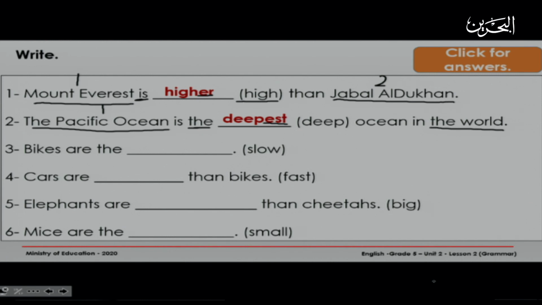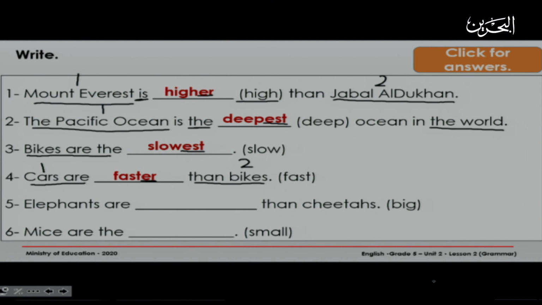Let's look at number 3. Bikes are the, and then we have the adjective. What's your answer? Slowest. We added EST to the adjective. Look at number 4. Cars are blank than bikes. We have cars and bikes. What's your answer? Faster. We added ER because this is a comparative adjective.